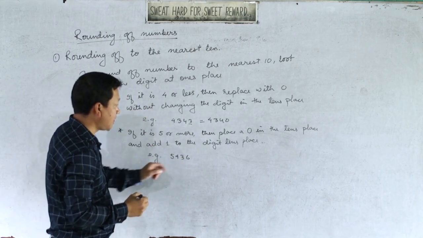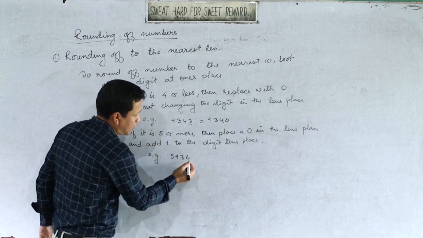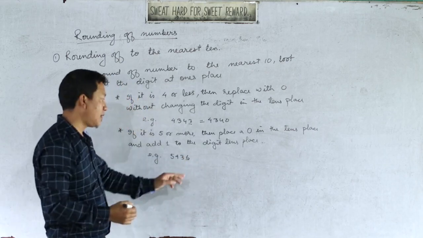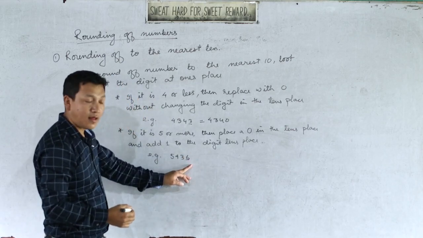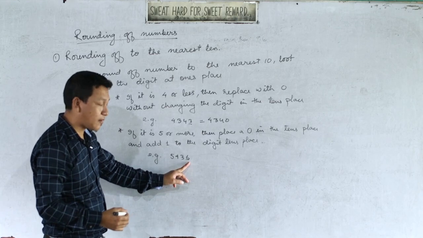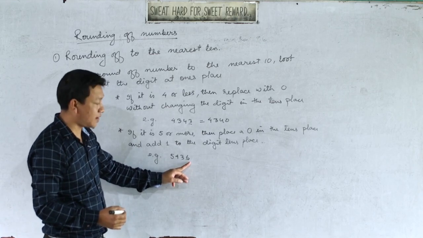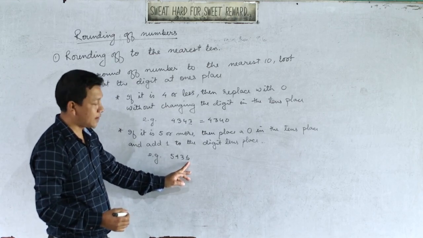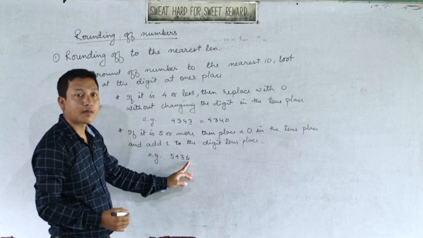5,436. The digit in the ones place is 6. Is 6 less than 5 or greater than 5? We saw that it's greater than 5.